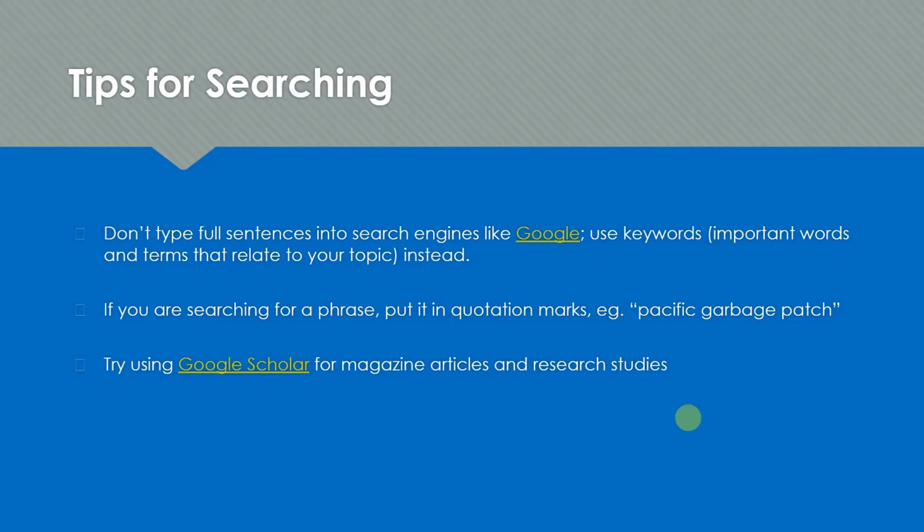If you're searching for a phrase, try to put it in quotation marks. So for example, instead of just typing Pacific Garbage Patch, put all three words in quotation marks, and that way Google will search just for that phrase, those three words together in that specific order. Otherwise, it will just pull up every search result that has the words Pacific or garbage or patch.